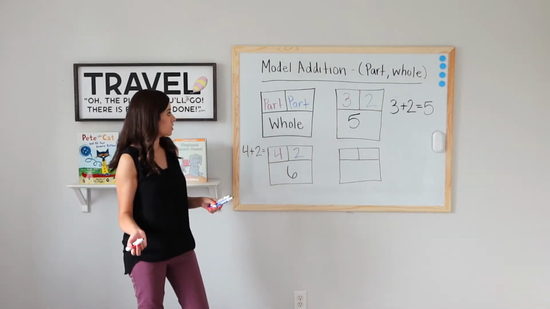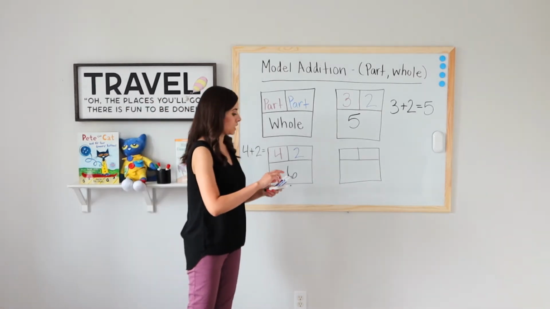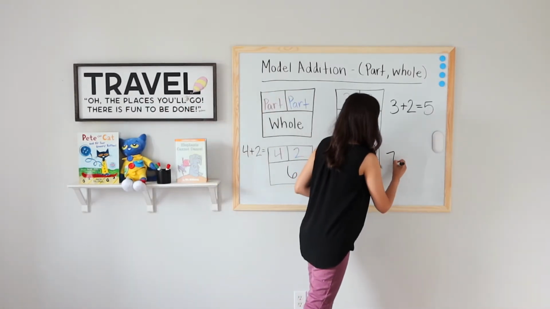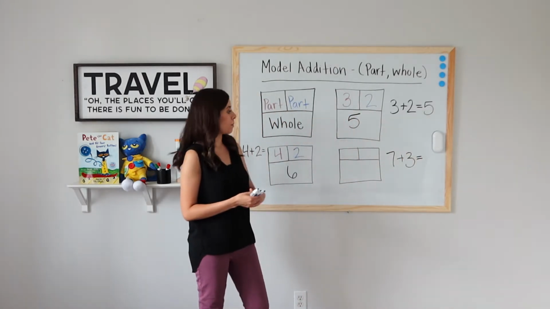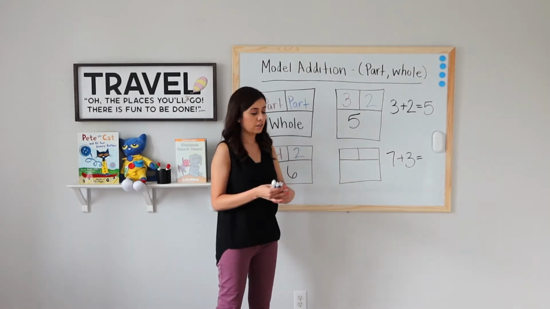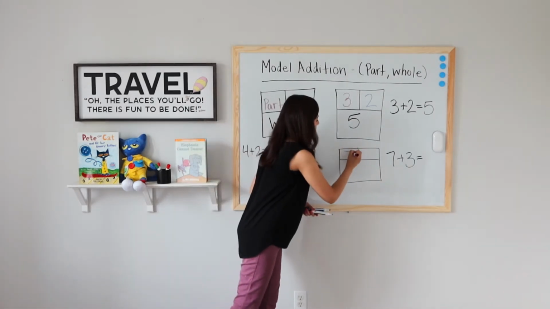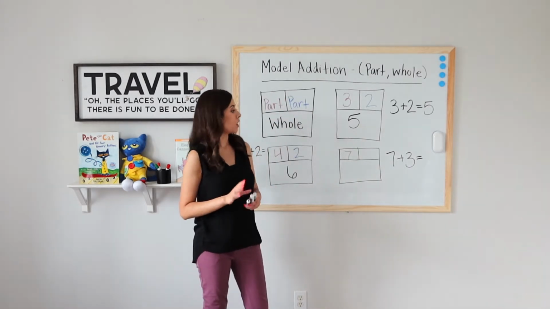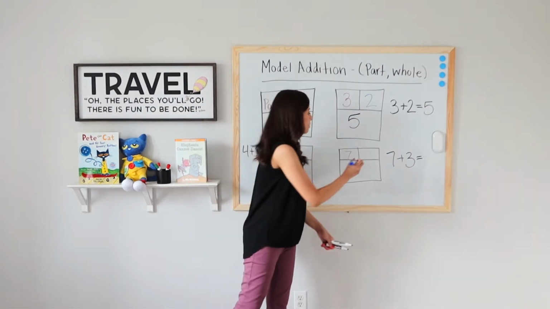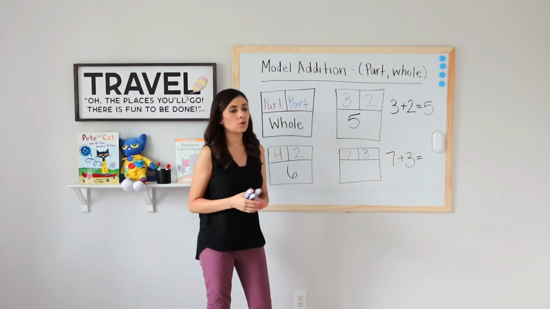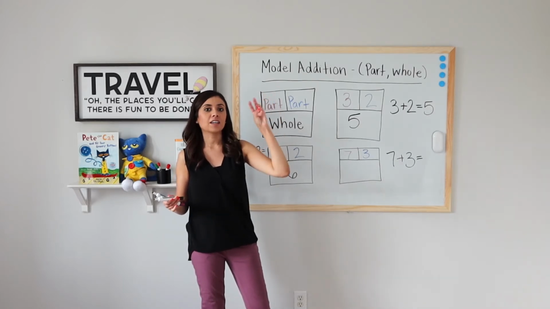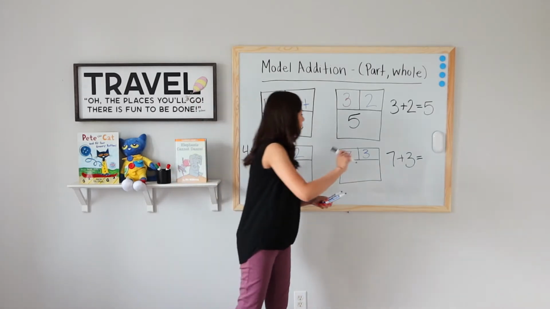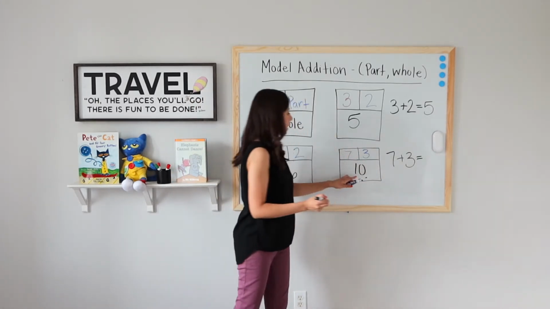Awesome. Let's try one more addition number sentence. How about 7 plus 3? So my first part is 7. My second part is 3. Now let's hold up 7 fingers, 7, and jump up 3. So 7, 8, 9, 10. Very good. So I write 10 as my whole.